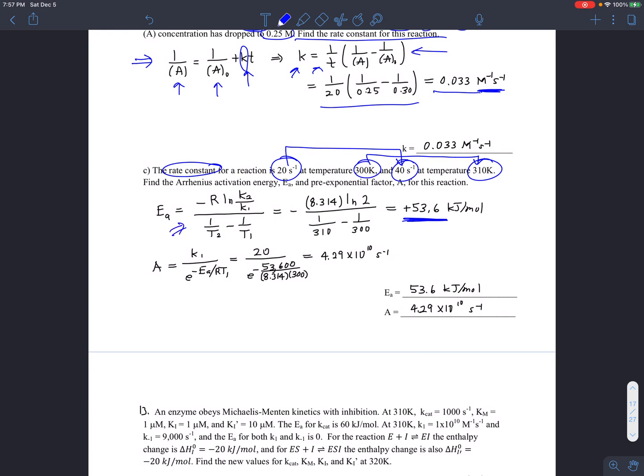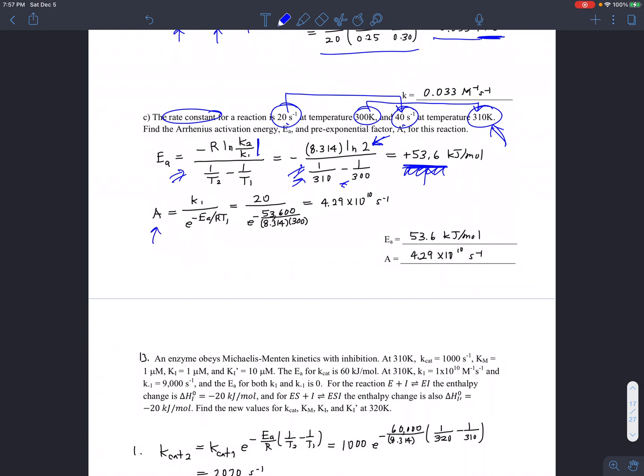Here's the standard Arrhenius formula. Plug in the numbers. For K2 over K1, that's a factor of 2, 40 over 20. And plug in the 310 and the 300, and you get 53.6, close enough to 50. So the rule of thumb already told us. And when you get this answer and you've noticed the rule of thumb, you can be very confident that that's a good answer. Next we solve for A. That's K1 over e to the minus EA over RT1. Notice I'm using the 300 Kelvin case, but we could use the other case, the 310 case, so you should get the same answer. And you get 4.3 times 10 to the 10.